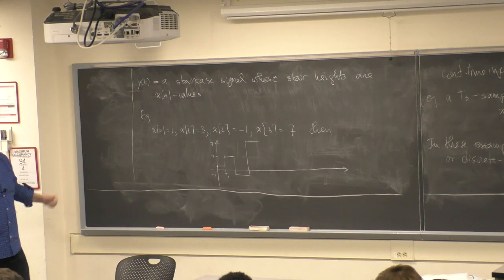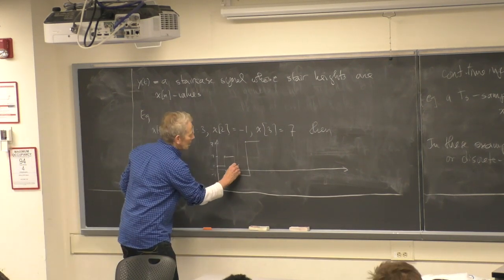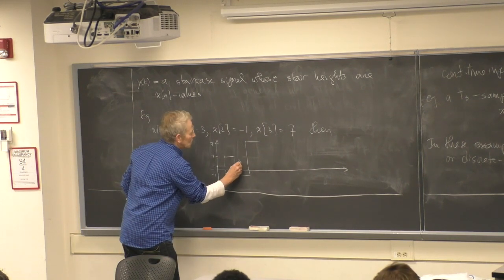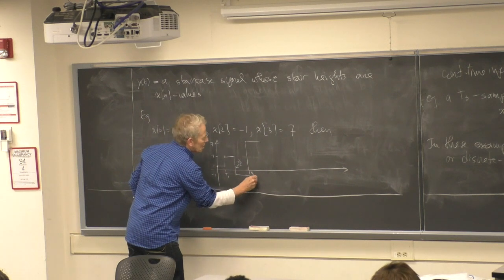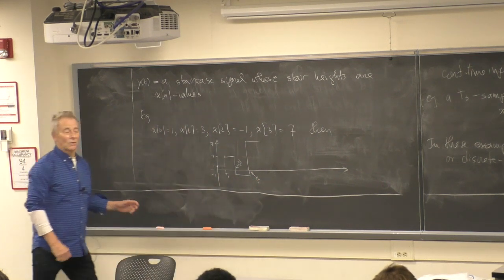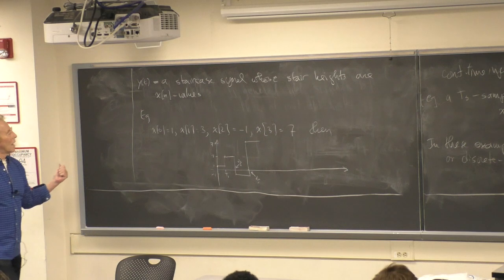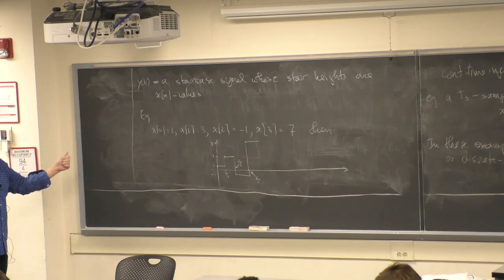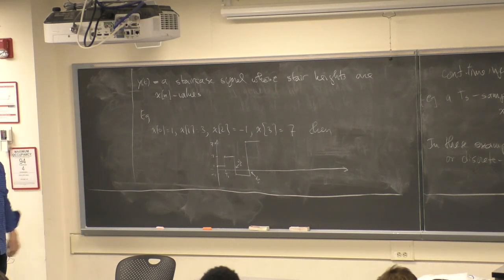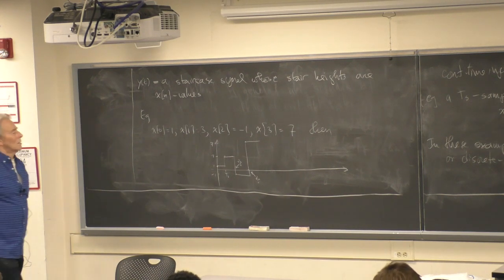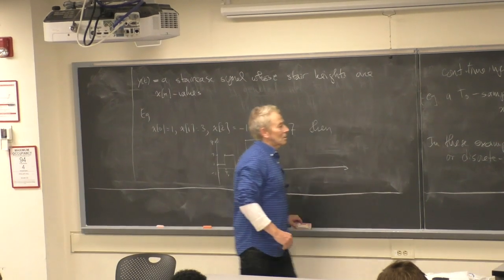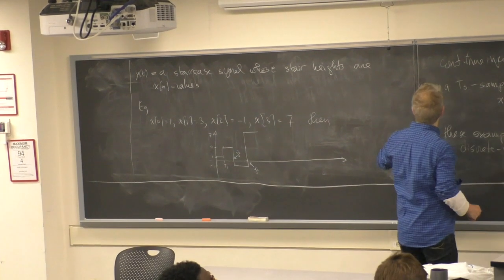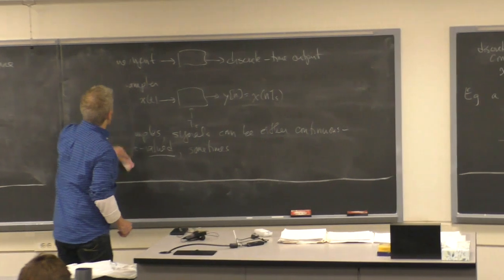Whenever t lies in between integer multiples of t sub s, this is 2 t_s, 3 t_s, y of t takes on the value of x of n, where n t_s is the left point of that interval. Everybody see what this is doing? OK, what's another kind of interpolator? So that's one example. This is the one I was doing at the very end of class last time.